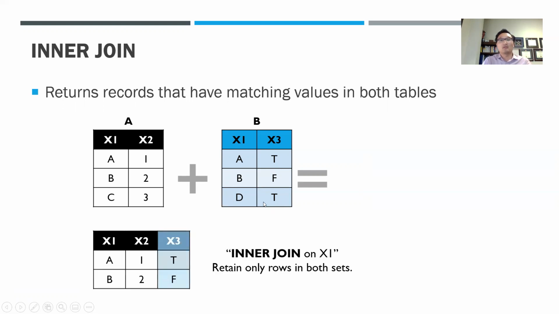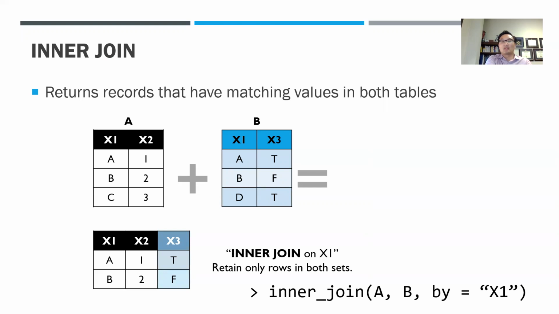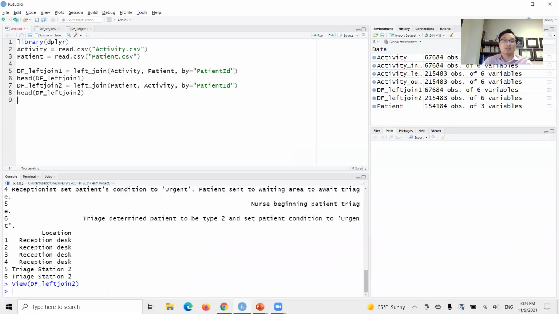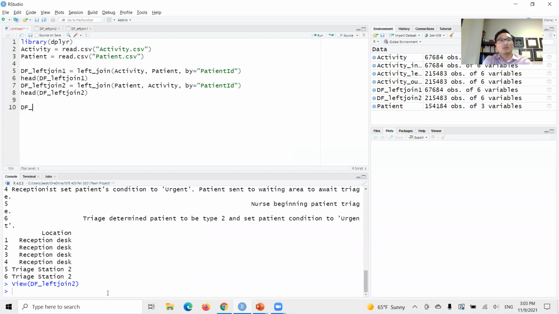Okay, so the resulting data frame will look like this: 3 columns, because now you have X1, X2, X3. And then the 2 rows that are present in both tables are A and B. So this is my result. It drops any rows that are not matching, right? Okay, so what's the call in R? Inner join AB by X1. In this particular example, this won't be too interesting, right? Because when you do a left join with activity and patient, it's basically doing the inner join here. But just for demonstration, let me show what this looks like.